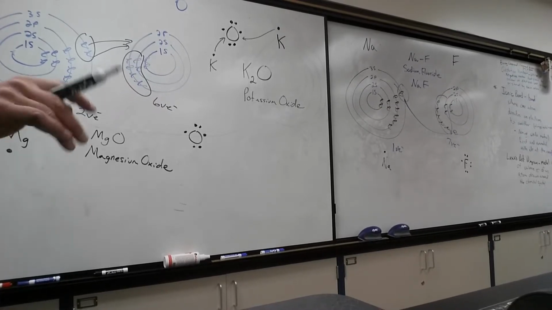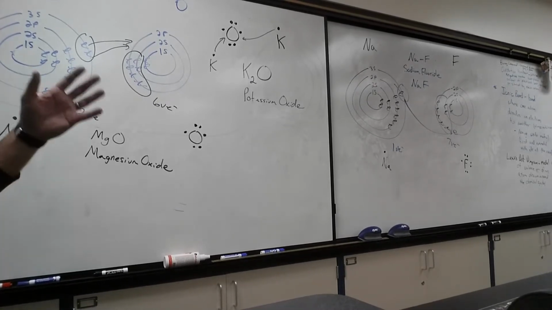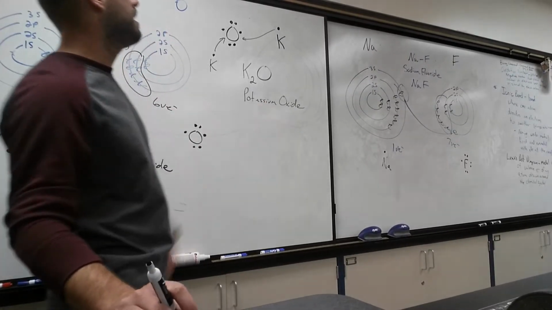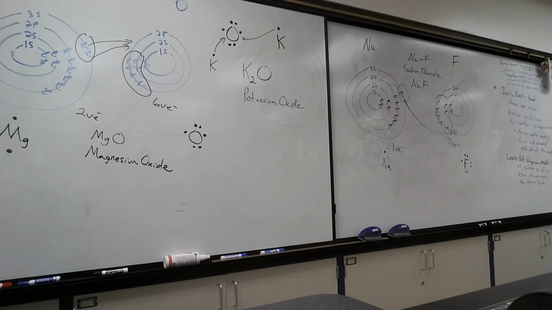We're going to do covalent bonding next week, but when you see things like trioxide or dioxide, whatever, when you see a number before the name, that's a covalent bond. Potassium oxide. I have potassium and oxygen. Potassium oxide.